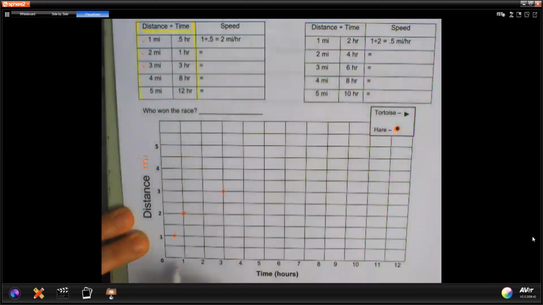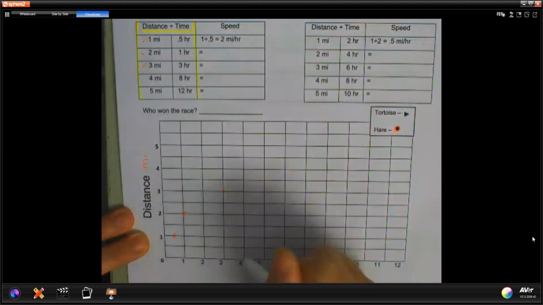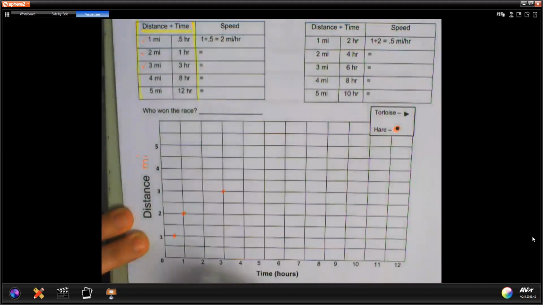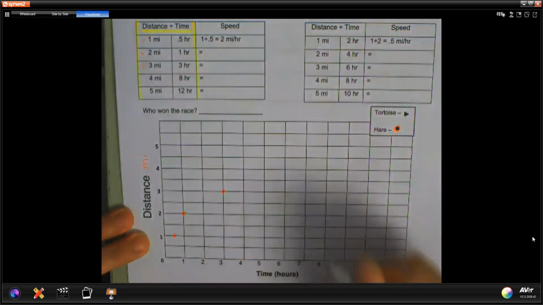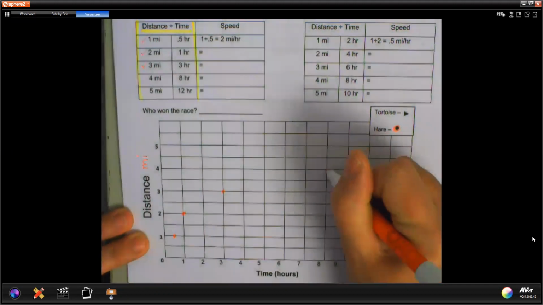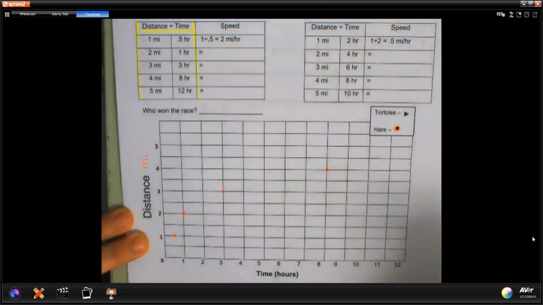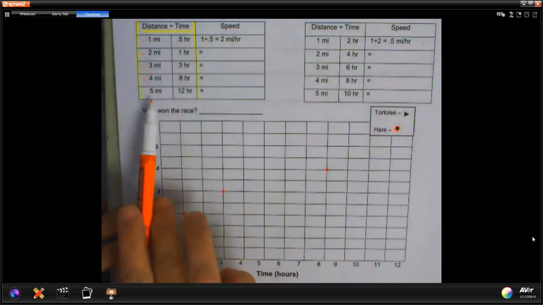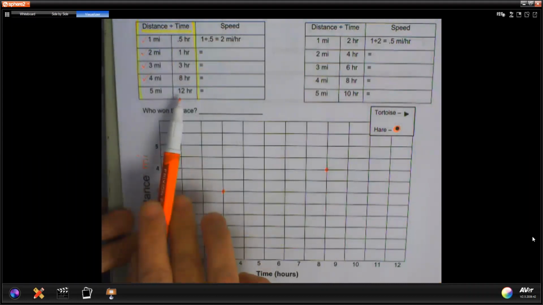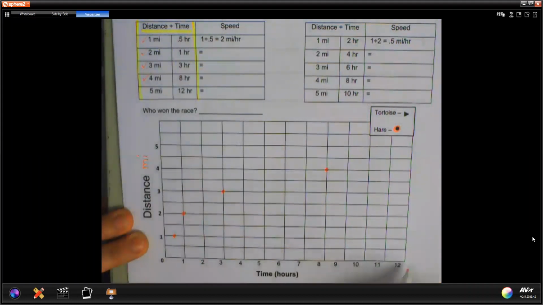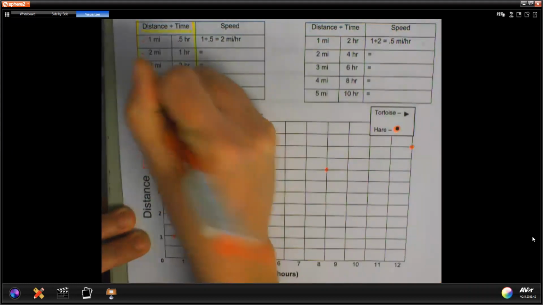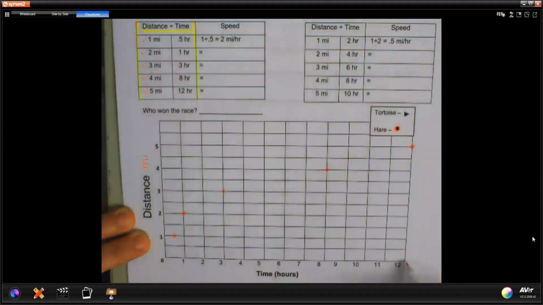So I'm going to go across to the 8 hours, which is this line right here, and then up to the 4 miles to make my next dot. Plot my next point. That's that one. Then our last one is 5 miles in 12 hours. So I'm going to go across to the 12 hours and then up to the 5 miles. This is actually the finish line, which means the hare finished the race in 12 hours.